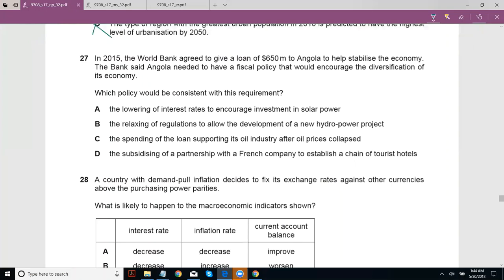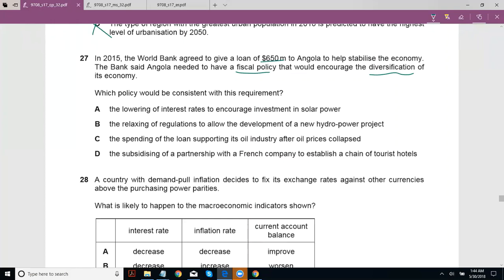27. In 2015, the World Bank agreed to give a loan of 650 million to Angola to help stabilize the economy. The bank said Angola needed to have a fiscal policy that would encourage the diversification of its economy. Which policy would be consistent with this requirement? Lowering interest rates to encourage investment in solar power.